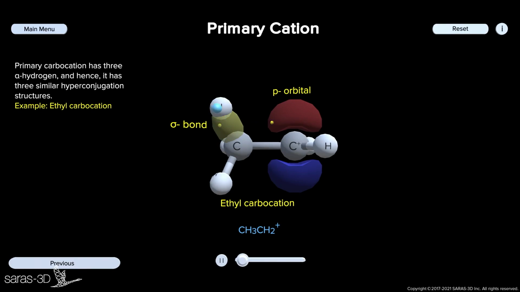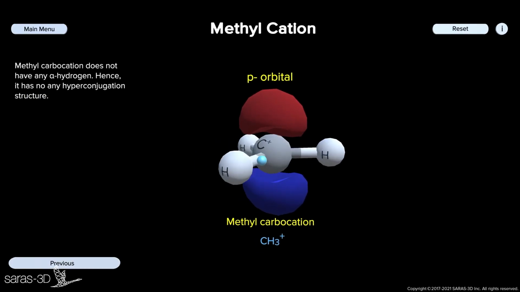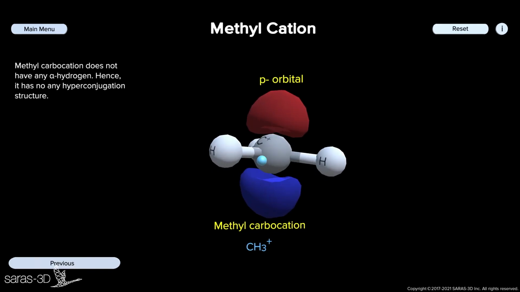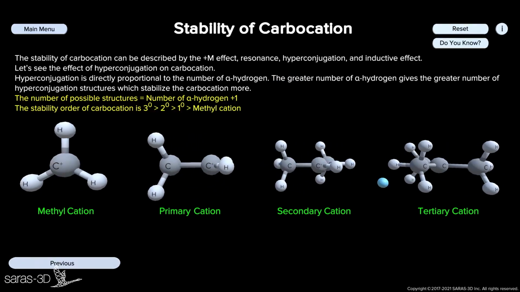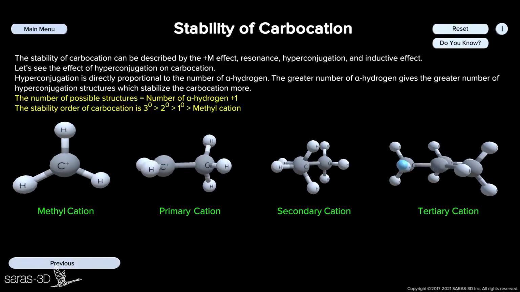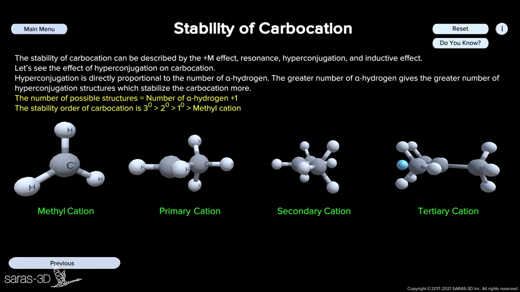The sigma electrons of the C-H bond are delocalized into the p orbital of this carbocation, as we can see. Likewise, the delocalization of the sigma electrons of another C-H bond will take place. And when the delocalization takes place like this in the p orbital of the carbocation, we get a total of 4 hyperconjugation structures. And then we have the methyl carbocation, which we know does not have any alpha hydrogen. It has no hyperconjugation structure. So that is why the methyl carbocation is going to be the least stable among these. The tertiary carbocation has the most alpha hydrogens, so it is going to have more hyperconjugation structures, which accounts for its maximum stability.